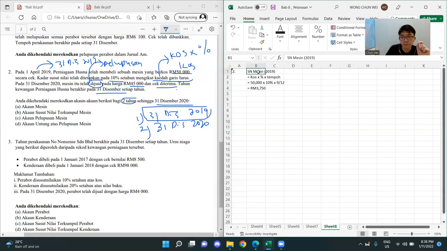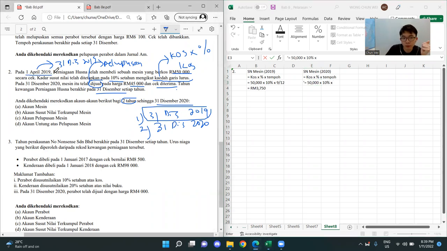Okay, so we need to do 2020 as well. What about the susut nilai for 2020? Same, it will be cost. So using the same cost, 50,000 times the percentage of 10% times now the tempoh. For 2020, when do you start counting from? You started from 1st April 2019, so you used sampai 31st December 2019. After 31st December 2019 will be 1st January 2020, and we will continue to use it. So from 1st January sampai 31st December, because we only sell on 31st. From 1st January sampai 31st is one whole year, satu tahun.